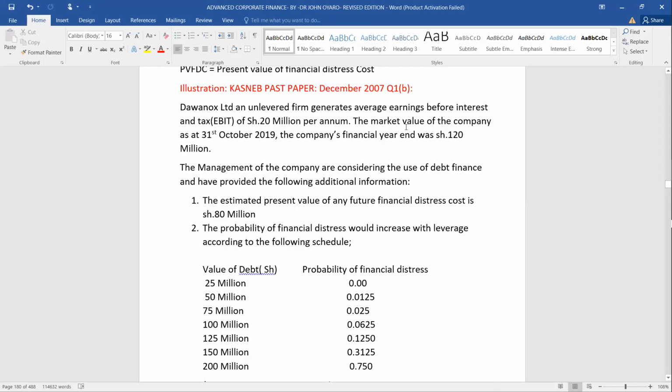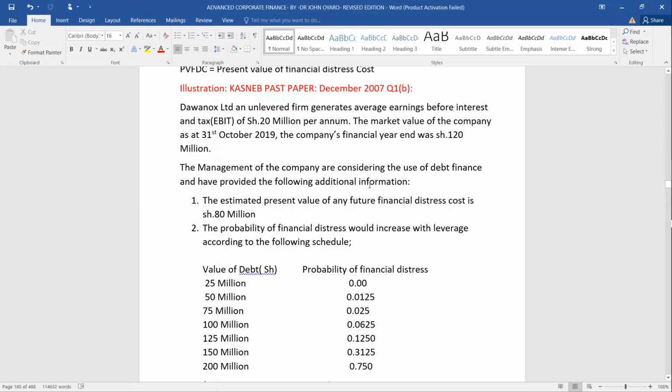Market value of the company as at 1st October 2019, the company's financial year end, was 120 million. Now that the company is unlevered, I have told you before that the market value of the firm is the market value of equity. If a company is unlevered, then the market value of the firm is equal to the market value of equity. So in this case, 120 million is the market value of equity of the firm, and that is the value of the firm.